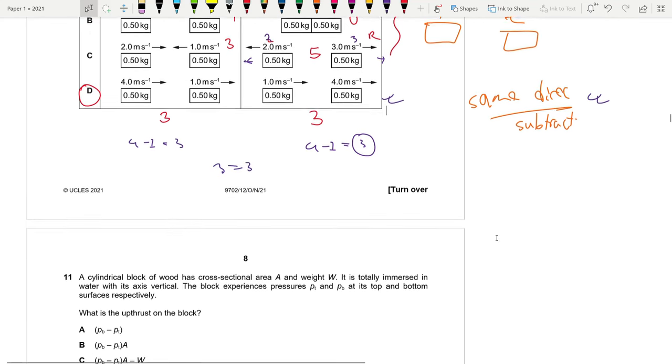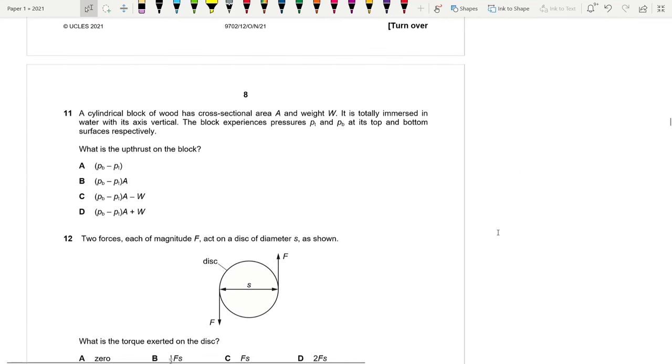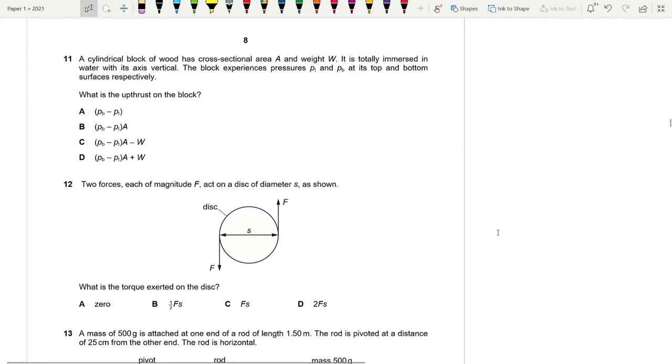Hopefully you get it. Moving on to the second section of the video, 11 to 20. A cylindrical block of wood has cross-section area A and weight W. It is totally immersed in water with its axis vertical. The block experiences pressures PT and PB at its top and bottom surfaces respectively. What is the upthrust on the block?